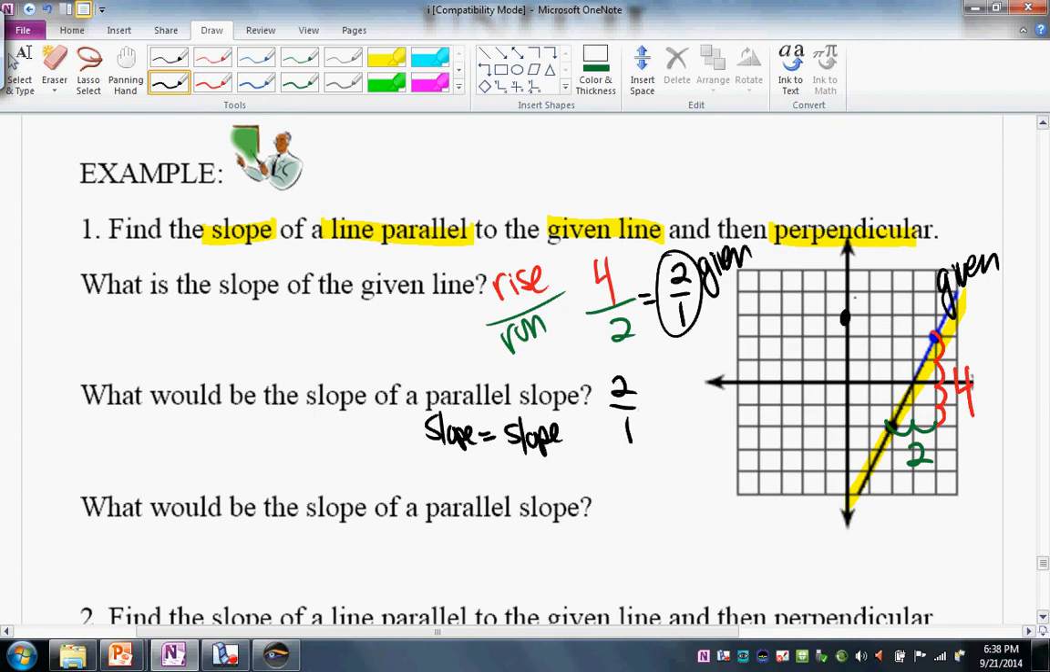So let's randomly choose any point, and let's count out a 2 over 1 slope. Okay, we're going to rise 2, go over 1, positive. And if you go like this, you see that you have a parallel line. Rise 2 over 1.